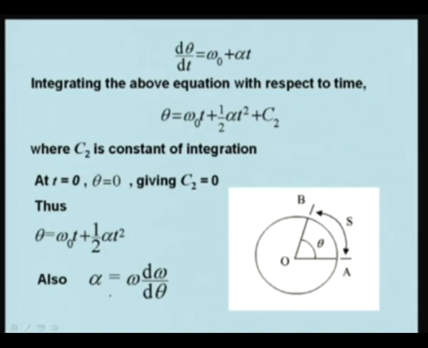Also, alpha is equal to omega d omega by d theta. Alpha can be written as omega d omega by d theta.